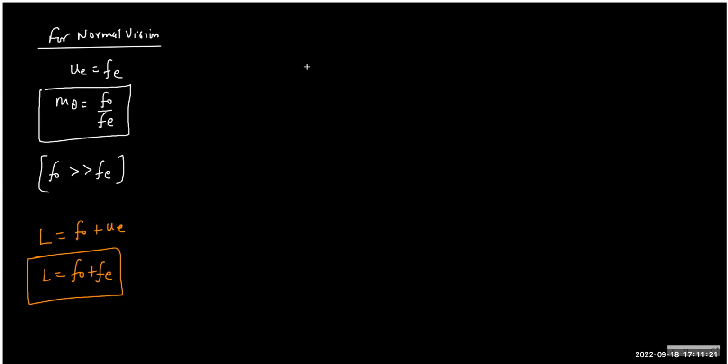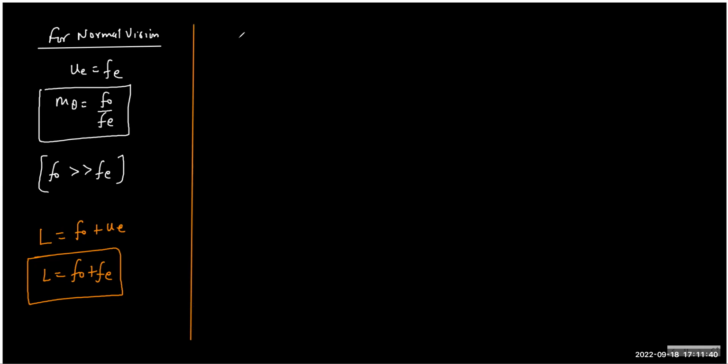If F naught is really bigger than FE, then the tube length is roughly F naught. So if in the question they mentioned that assume F naught is much bigger than FE, you can take the length of the tube exactly equal to F naught. I hope this is clear what I'm saying.